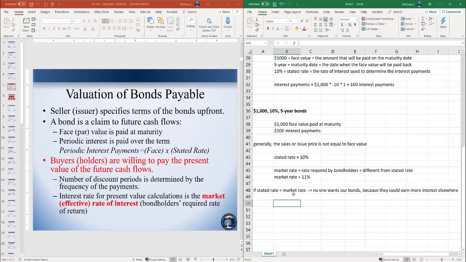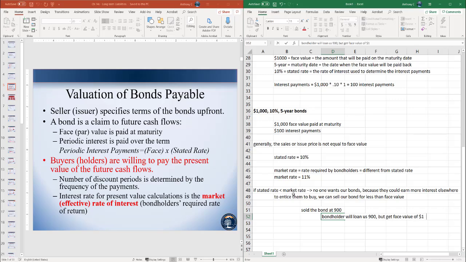All right, so in order to entice them to buy, we can sell our bond for less than the face value. So in other words, let's just say we sold the bond at $900. What will happen is the bondholder will loan us $900, but they're still going to get back the face value of $1,000 on the maturity date.